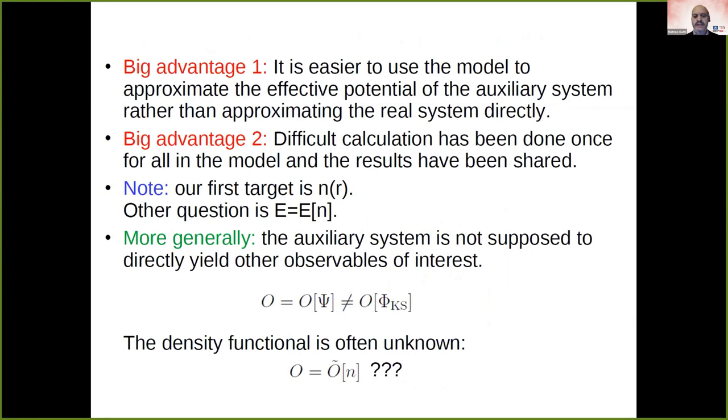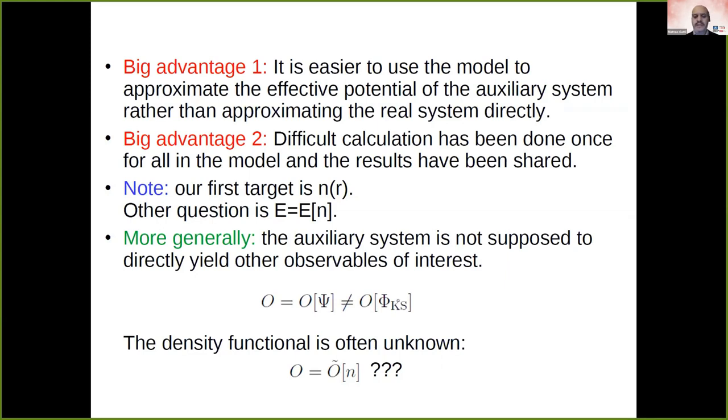Another important remark is that the auxiliary system, the Kohn-Sham system, is supposed to give us the density, but it's not supposed to give us directly other observables of interest. In particular, the density functional of the observables of interest is often unknown. So even if we know the density, very often we don't know the density functional to obtain the observable of interest. We know that the observable of interest can be obtained as a functional of the many-body wave function, but we don't calculate the many-body wave function using DFT. What we obtain is the Kohn-Sham many-body wave function, which is a Slater determinant. And then very often we use the same functional form as the one that requires the many-body wave function, with a Kohn-Sham input.